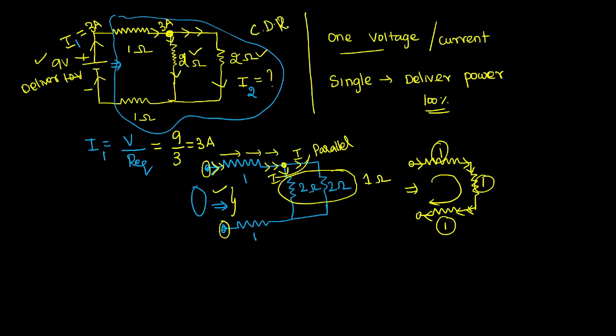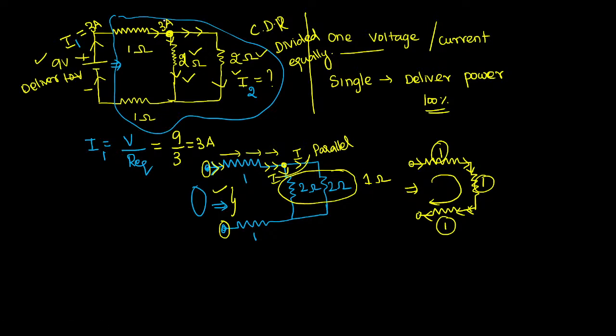Yes, sir. You can apply current division rule. And one more logic is, if parallel branches have equal resistance, then current will also be divided equally. இப்போ current வந்து ஈக்குவலா தான் டிவைட் ஆகும். That is one more thing.